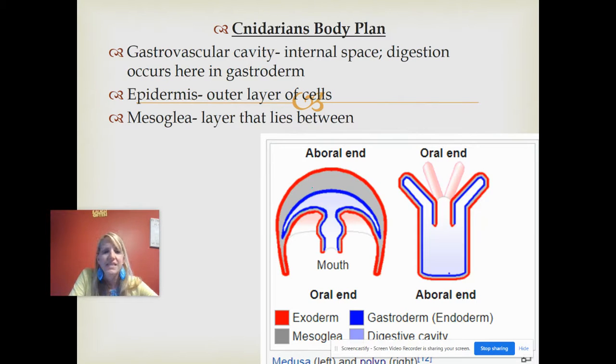Oh, I said epidermis. Oh, yeah, that's right. Ectoderm is the epidermis. Endoderm is the inside.